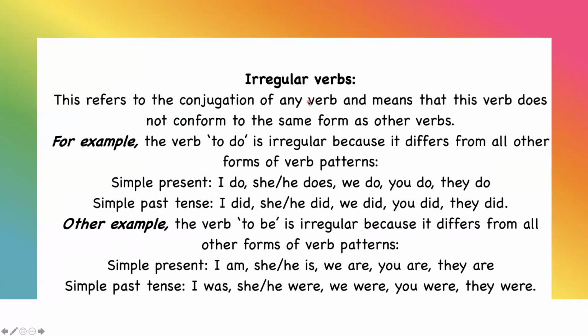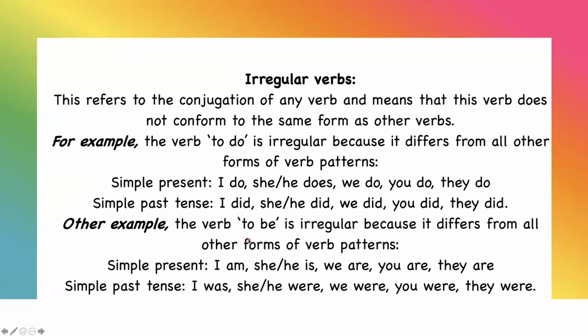Irregular verbs refer to the conjugation of any verb, and it means the verb does not conform to the same form as other verbs. For example, the verb to do is irregular because it differs from all other forms of verb patterns. The simple present: I do, she, he does, we do, you do, they do. But simple past tense: I did, she, he did, we did, you did, they did.